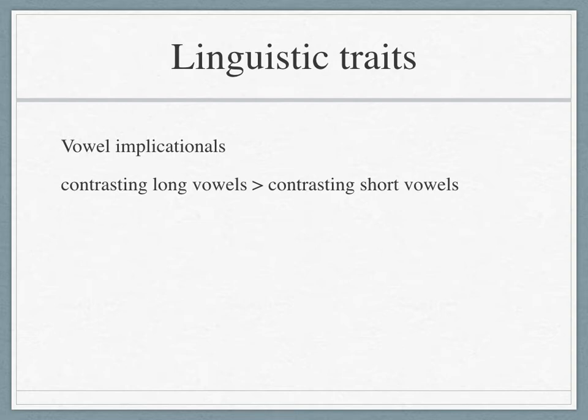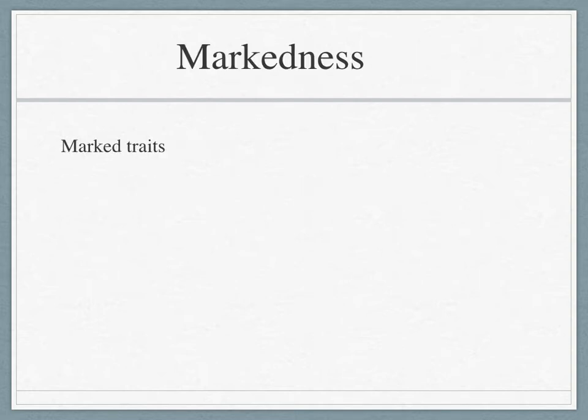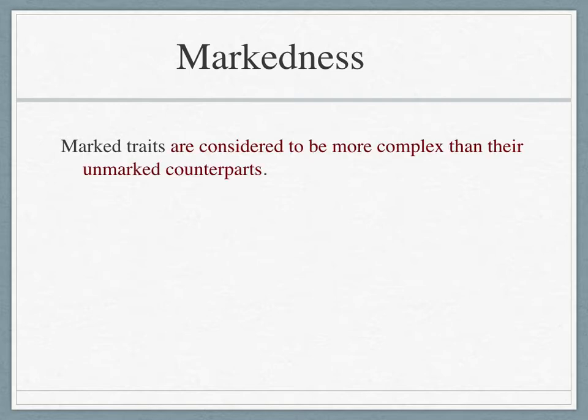Another example, just to illustrate implicational universals: languages that have long vowels that contrast in the language also have contrasting short vowels. Okay. Now, markedness is a very, very important central concept in linguistics. So traits that are marked or marked, however you want to pronounce that, we encounter both ways. Marked traits are considered to be more complex than an unmarked counterpart.